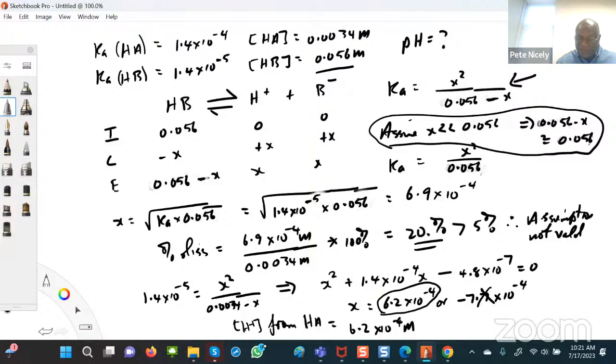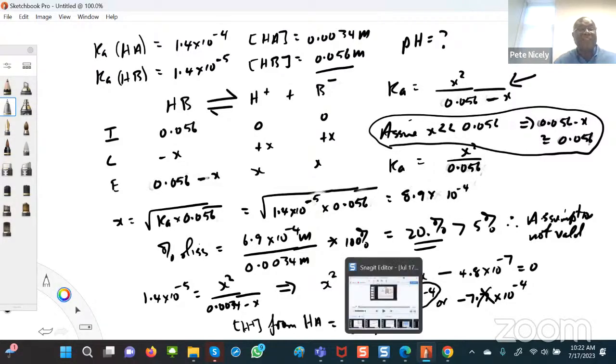1.4 times 10 to the minus 5 times 0.056. And then let me find the square root of that. The answer I got will be 8.9. Write this down. So here I'm going to put 8.9 times 10 to the minus 4.